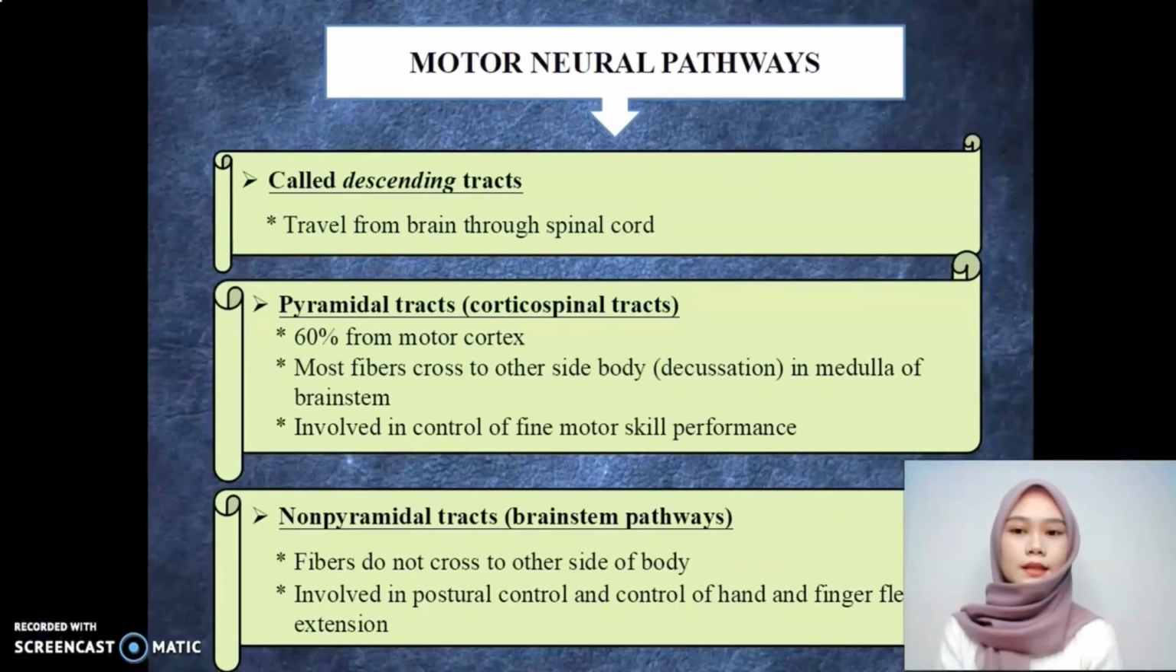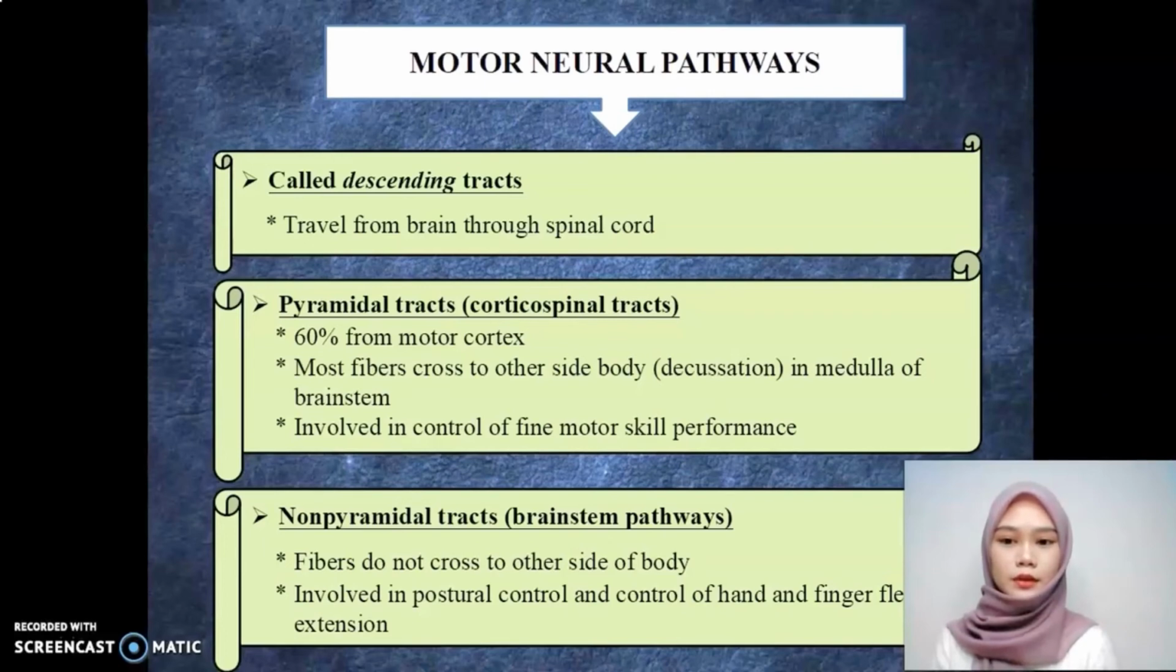The next slide is motor neural pathways. The motor pathway is also called descending tracts. The descending tracts travel from the brain through the spinal cord. These motor neural pathways are divided into two: first is the pyramidal tracts or corticospinal tracts, and the non-pyramidal tracts, which are brainstem pathways. The pyramidal tract is 60% from the motor cortex.